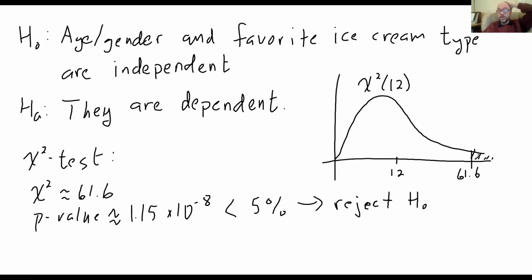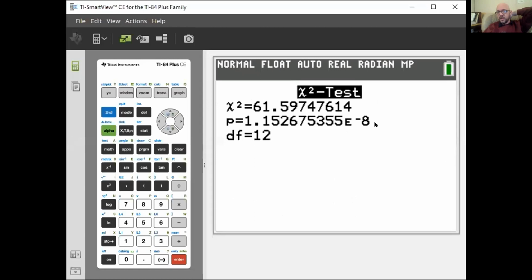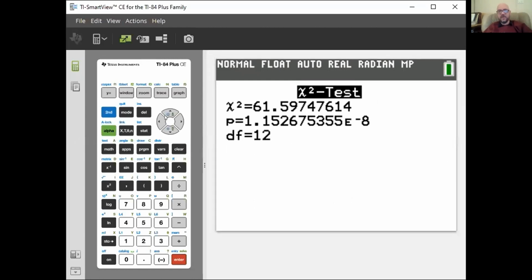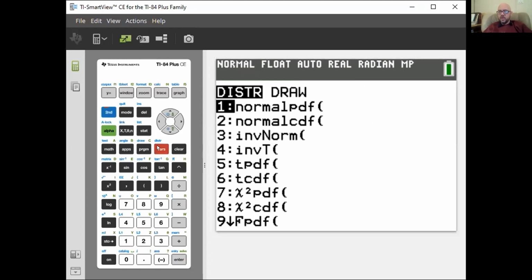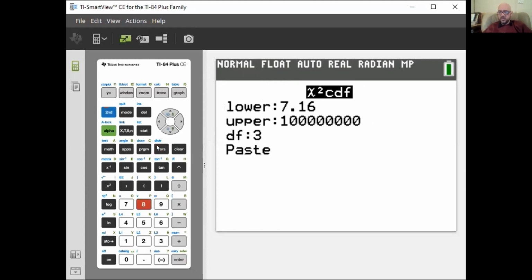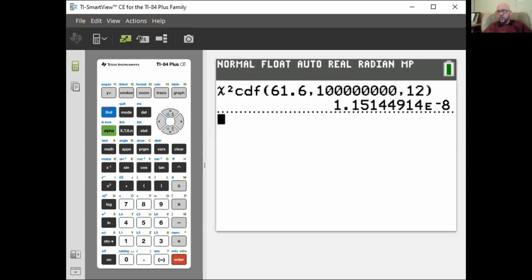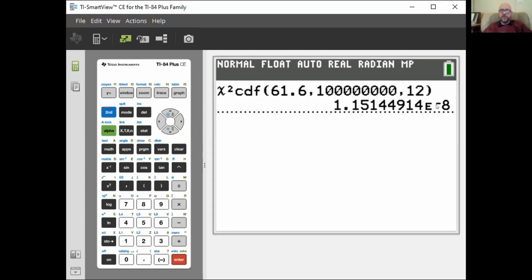In fact, I might as well. I'll do chi-square CDF of 61.6 up to infinity with 12 degrees of freedom, and we'll see that we get pretty much the same thing that we got doing it the other way. Right, so 1.15 times 10 to the -8. It's going to be a little bit different because I'm rounding off, obviously, but basically the same. So if we were to do this, chi-square CDF of 61.6 up to infinity with 12 degrees of freedom, and lo and behold, 1.15 times 10 to the -8, just like we thought. So as you can see, same thing. That's what your calculator's doing.